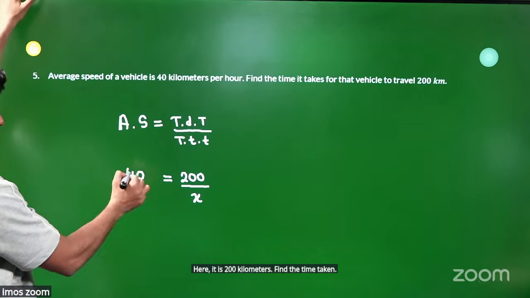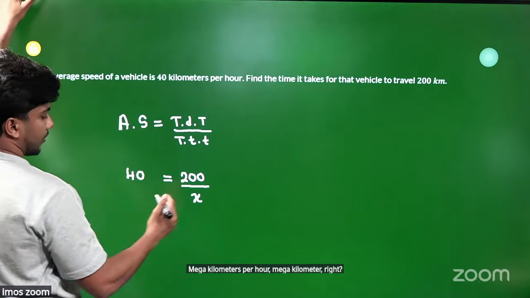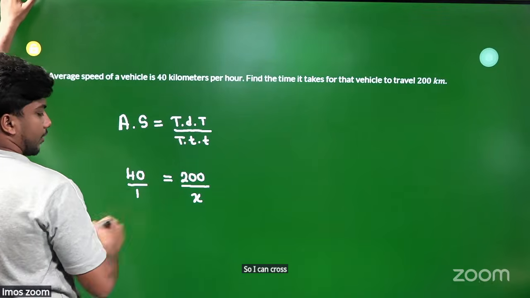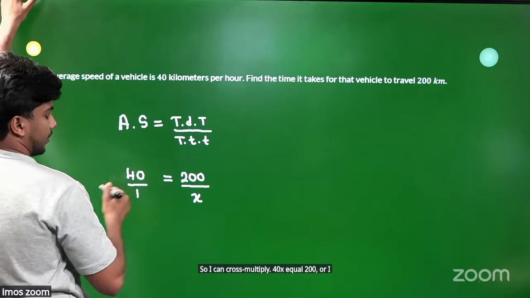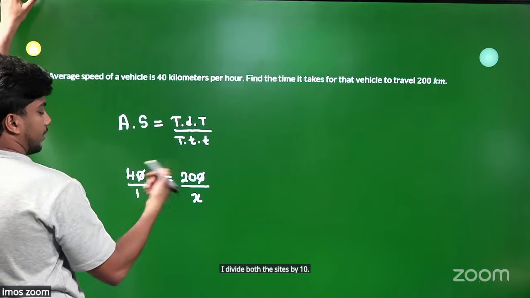They are all kilometers; kilometers per hour, the kilometer cancels, so the answer should come in hours. So I can cross multiply: 40x equals 200. Or I can divide both sides by 40, so I divide both sides by 4.